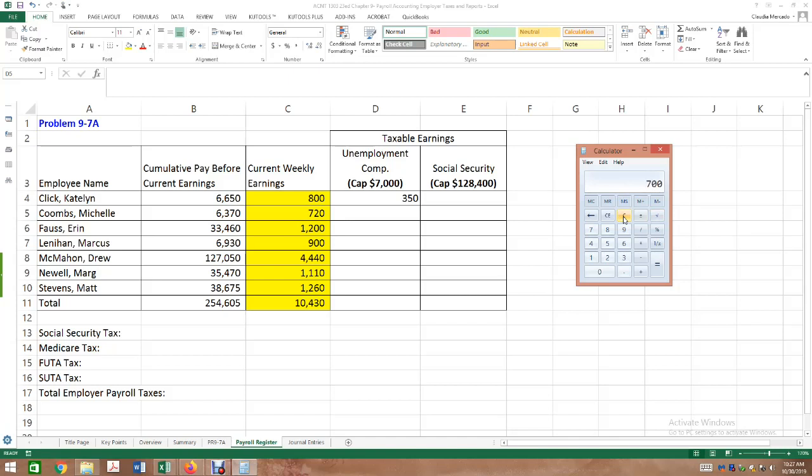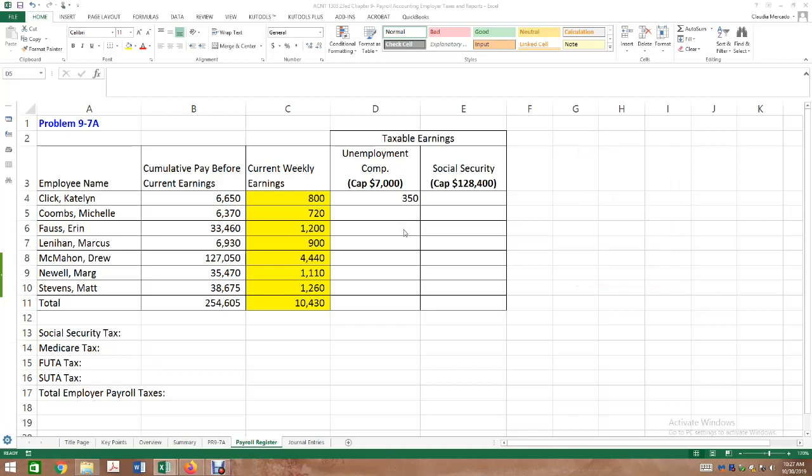So my cap of $7,000 minus my cumulative pay gives me the amount that I need to reach my cap, which is $630. I made more than that. So part of it, I'm not going to pay taxes on. So I'm not going to pay taxes on $90. That is not going to be taxable for unemployment compensation purposes. For unemployment compensation, I'm only going to pay taxes on $630, and that is going to take me to my $7,000 cap. Now let's look at Aaron Foss.